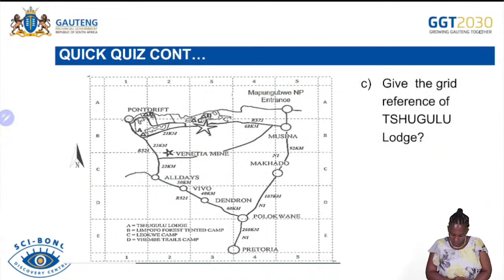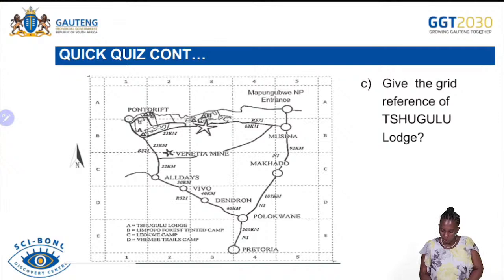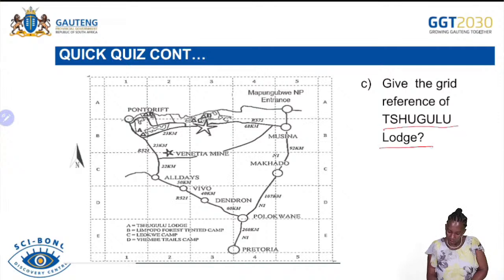Now let's continue, boys and girls. It says give the grid reference of Chugulu Lodge. Now let's have a look. Where is the Chugulu Lodge? You go to your map.